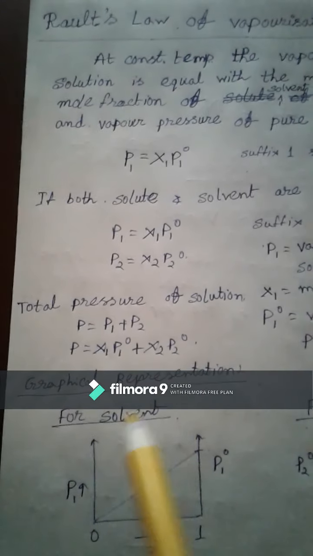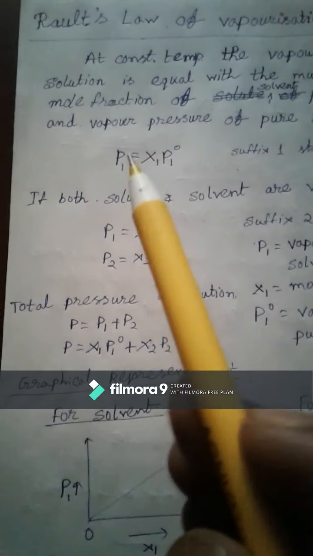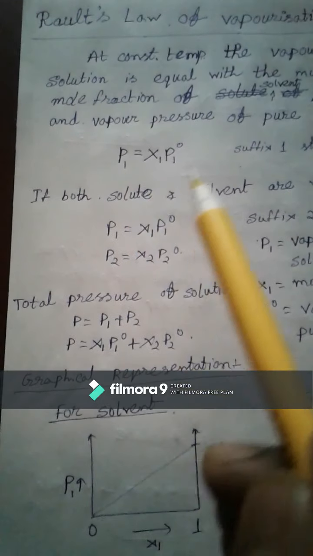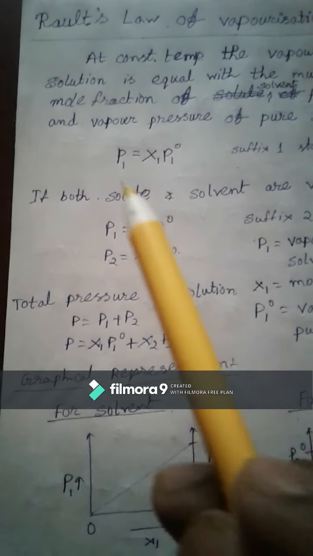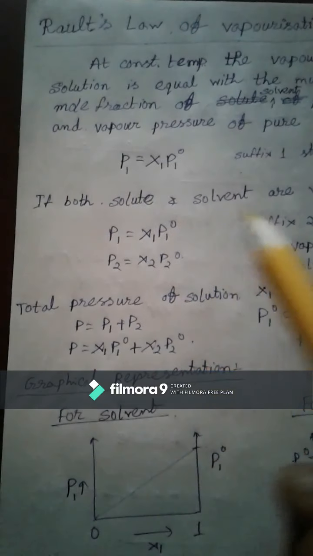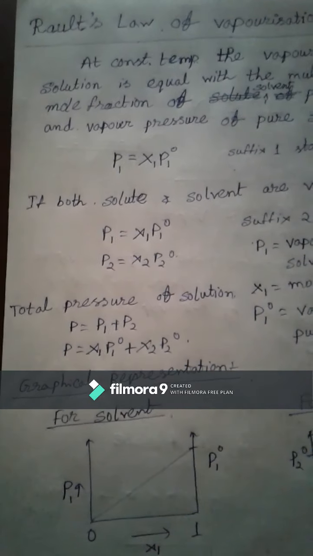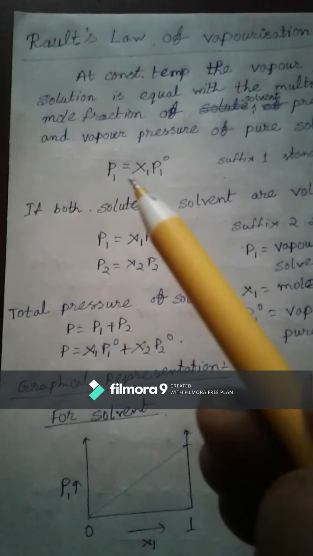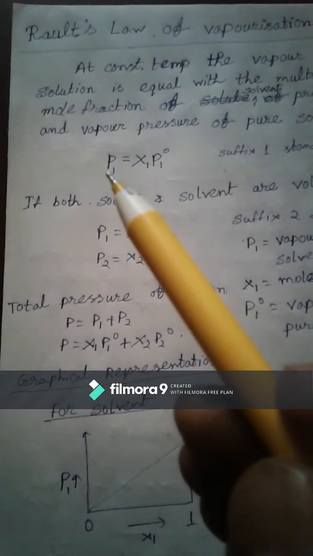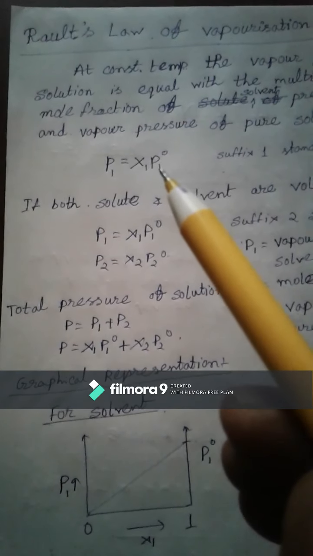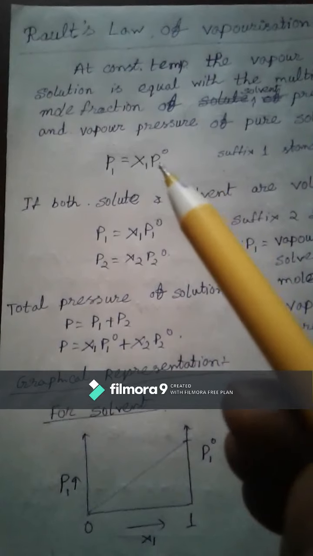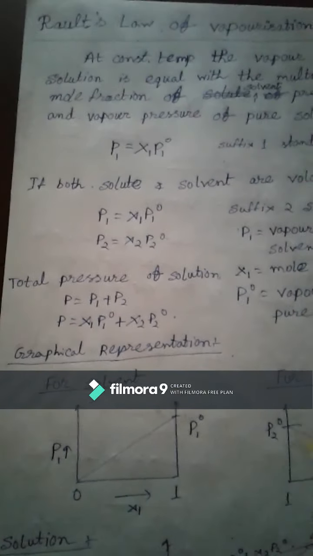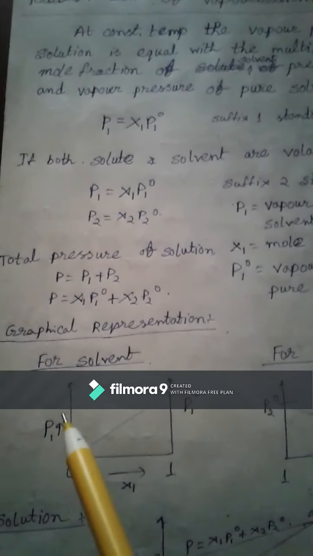Now we represent it graphically. You see the equation looks like the equation of a straight line passing through the origin. If we put P1 on the y axis and x1, that is mole fraction, on the x axis, then y is equal to mx, where m is P1 0, a constant. So y is equal to mx gives a straight line through the origin.